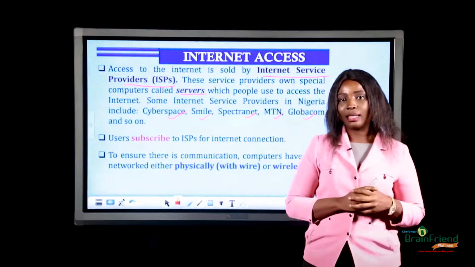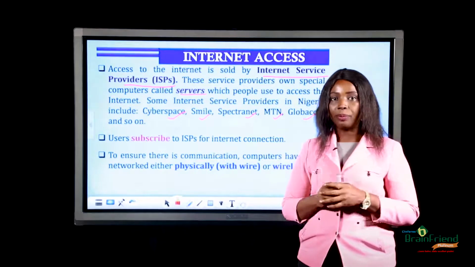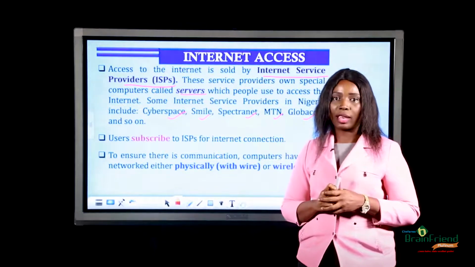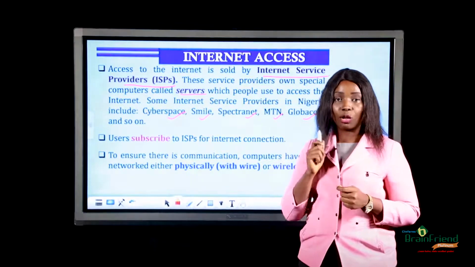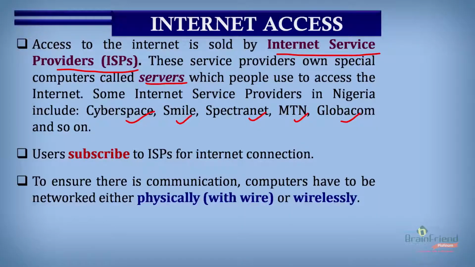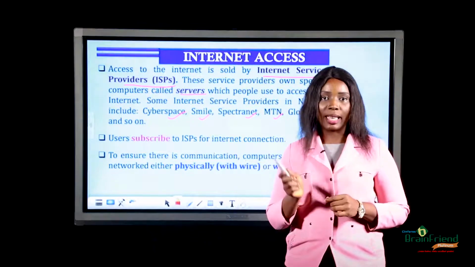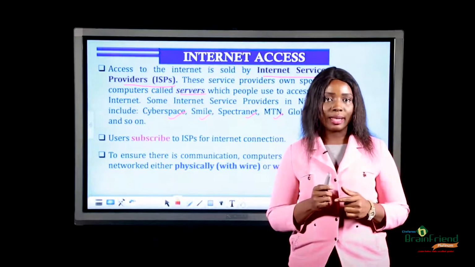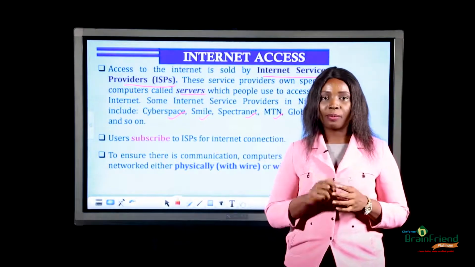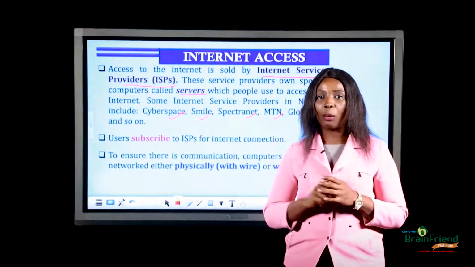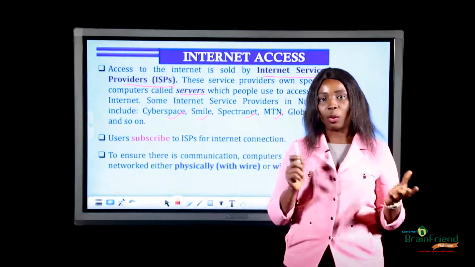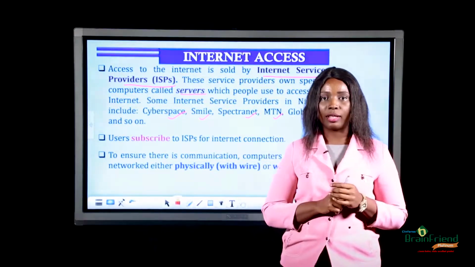So what does this mean? For you to have access to the Internet, you must subscribe to these Internet service providers. To subscribe means to pay a fee. So you may say, oh, my subscription has ended. That means you no longer have access to the Internet. Having settled subscriptions, your computers must be linked to the Internet wirelessly or with wires. Let's look at different technologies that help us connect to the Internet using both wireless technology and wired technology.